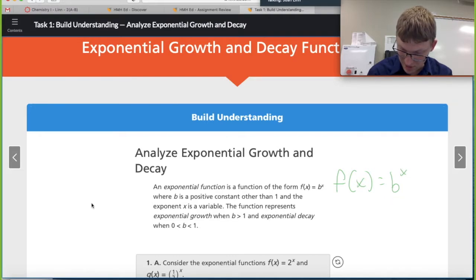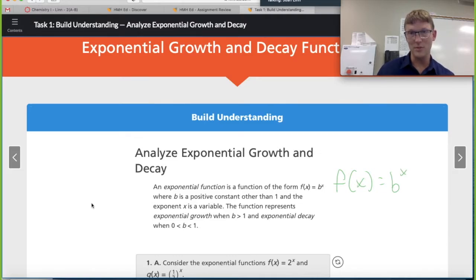We're going to start with using 2 over and over again, but you can also have an exponential decay. So if this number is less than 1 and greater than 0, so basically a fraction, like 1/2, then you're going to have an exponential decay. So if you think about f of x equals 1/2 to the power of x, whatever x is, you're basically dividing the number in half that many times.